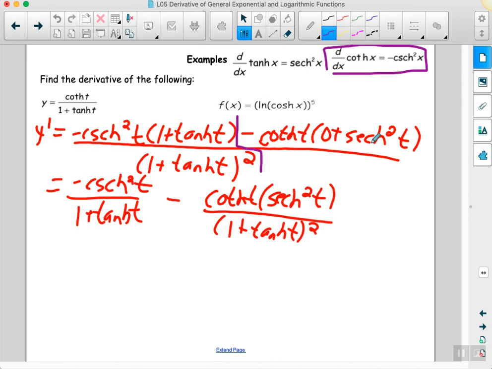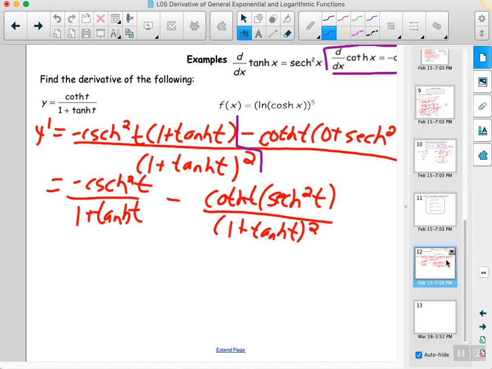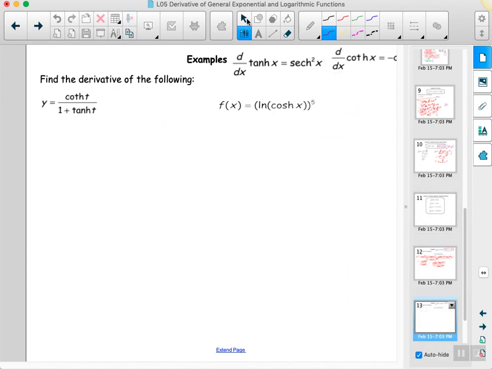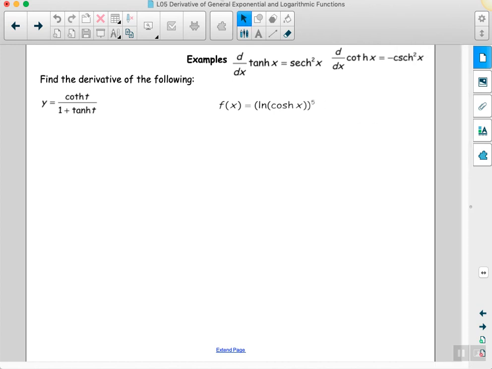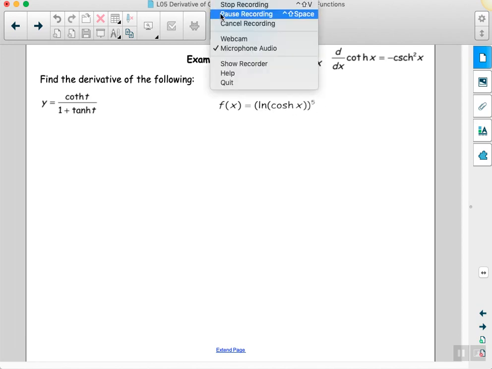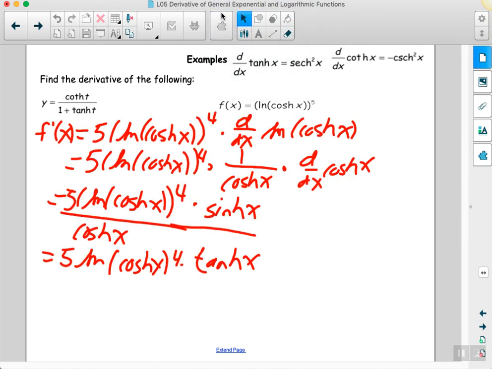Oh wait, I think I have to clone now. I'm going to clear the ink out. Put that back. All right, and now I will pause again so we can both work and take the derivative of this one. And this looks like it's a composition of several functions as well. All right, resume our recording, and let's finish up with the last problem for the day.